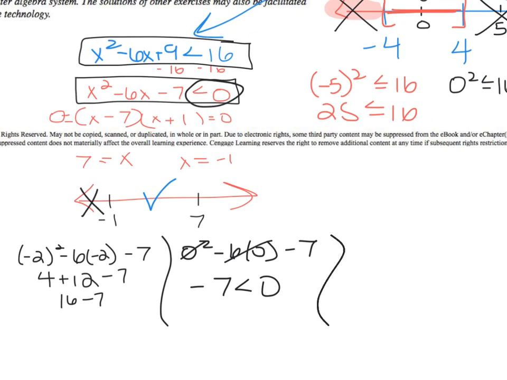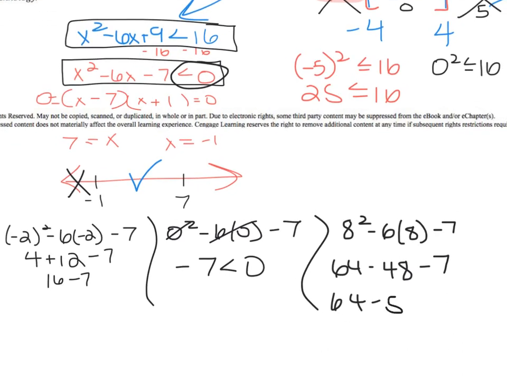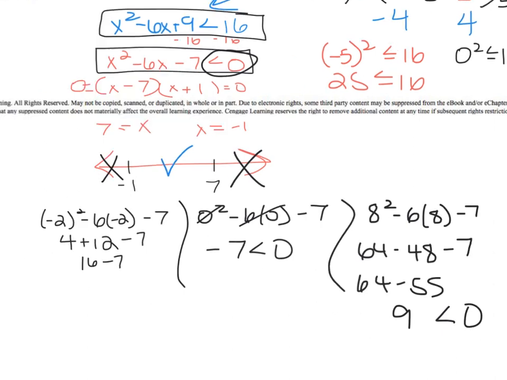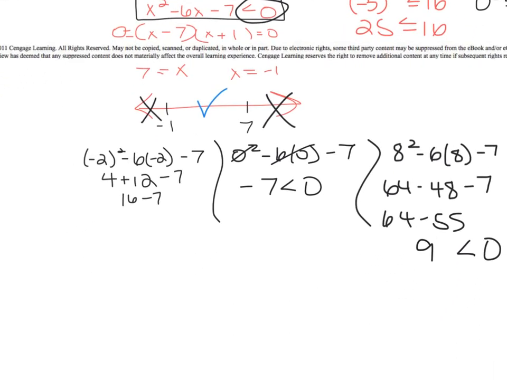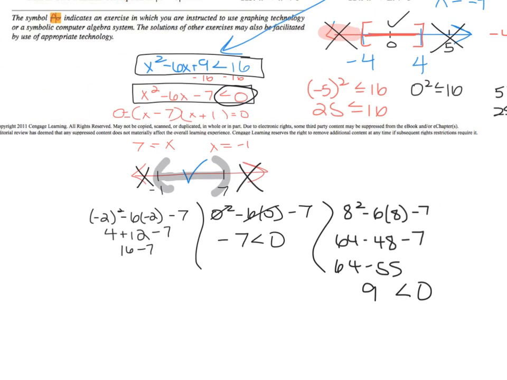And then I would plug in and assume that anything bigger than it is not going to work. So 8 squared minus 6 times 8 minus 7, 64 minus 48 minus 7. That's 9. That is not less than 0. So I know it's the middle section. And I know this time it's not an "or equal." It's just less than. So I get the parentheses, and I would rewrite that as negative 1 is less than x, which is less than 7.